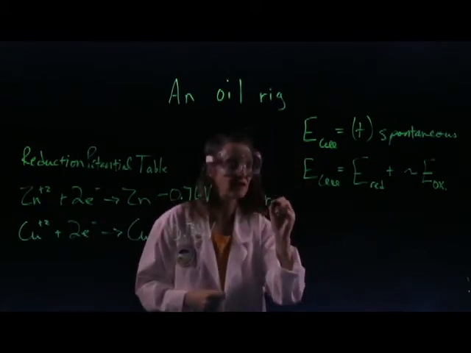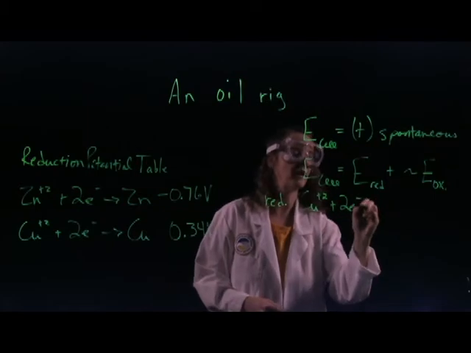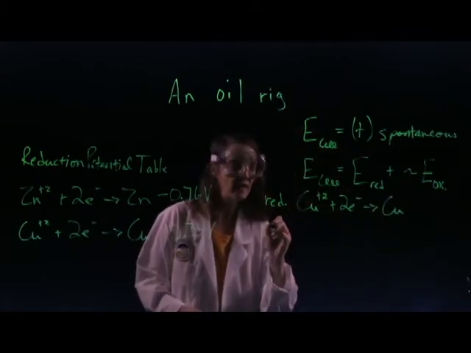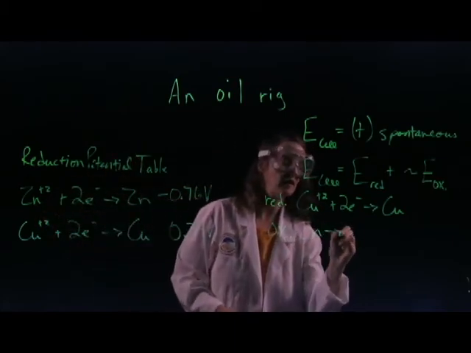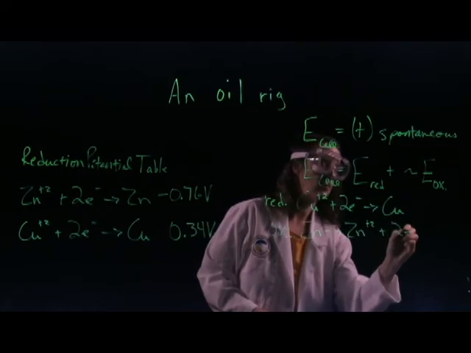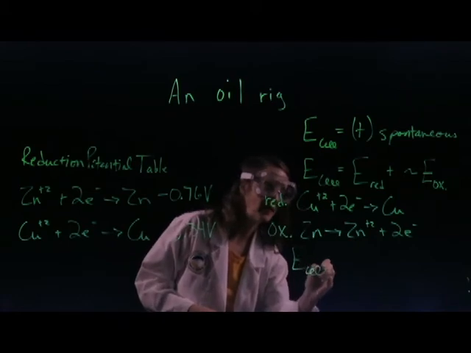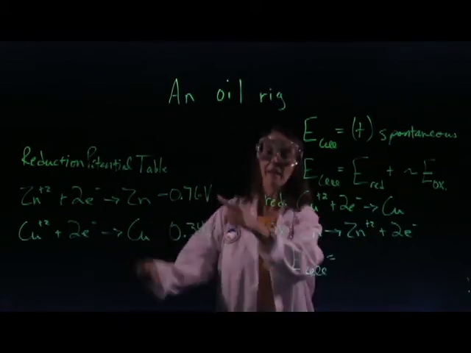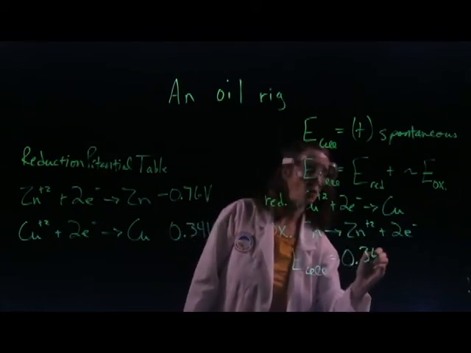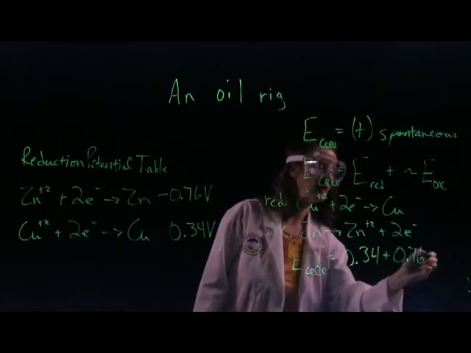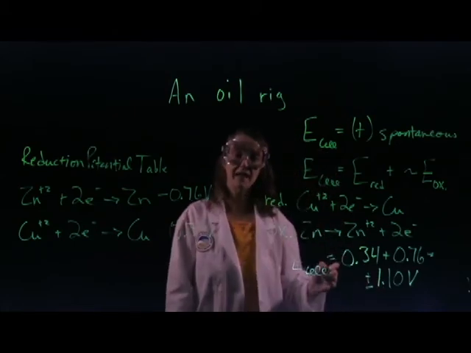In other words, for the reduction, let's keep copper ions picking up 2 electrons to form copper metal. And let's look at the oxidation of zinc, which would be the reverse. Zinc yields zinc ions plus 2 electrons. And so when we calculate the theoretical value for E cell based on these numbers in the table, we come up with 0.34 plus 0.76 equal to 1.1 volts. That's a positive number. That's the spontaneous direction.